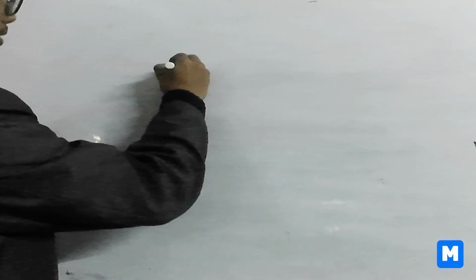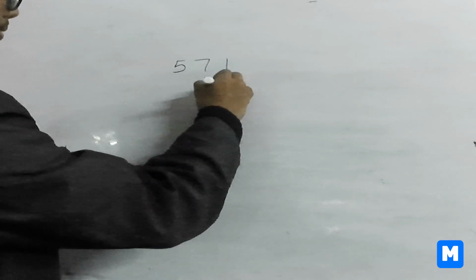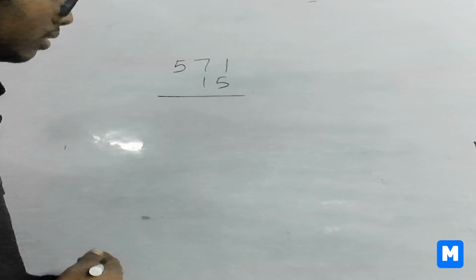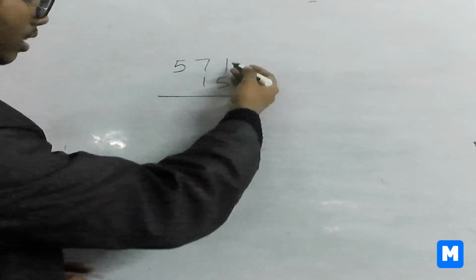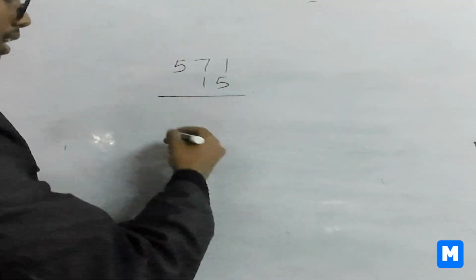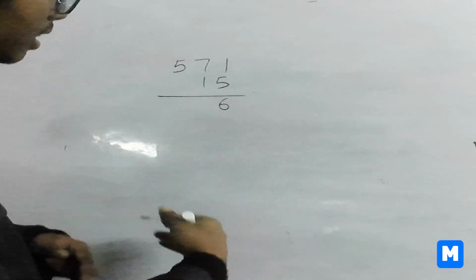In order to learn how to add in the binary system, let's take inspiration from the decimal system. Suppose we have two numbers, say 571, and we wanted to add 15. So we first write it in a structured manner, and then we start from the right and add these two digits. If the sum exceeds 9, we take it as a carry. So 5 plus 1 is 6, so we write 6. Since there's no carry, good for us.